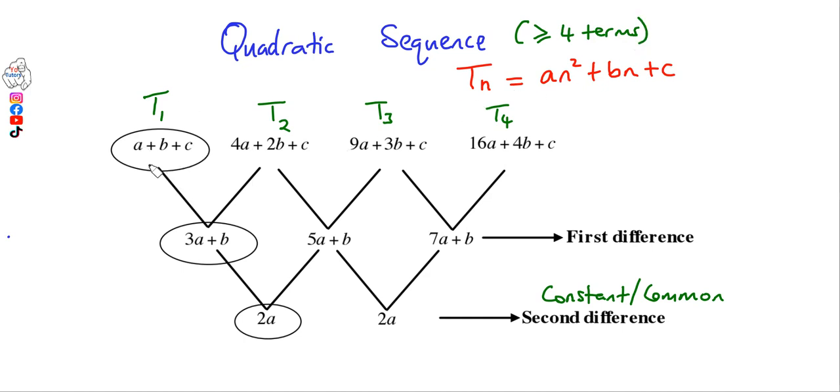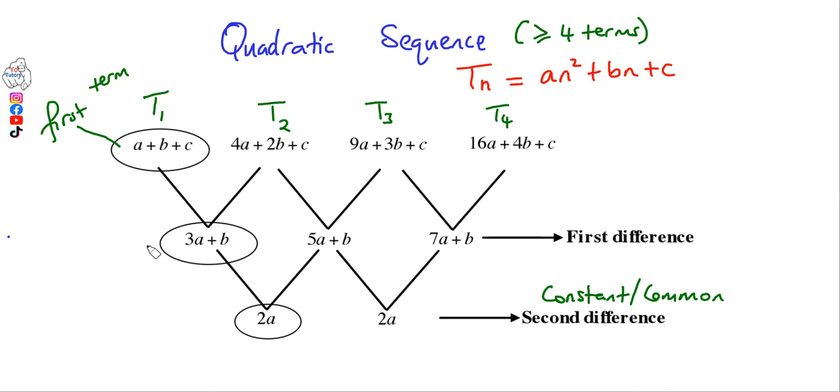Now, in this case our first term is actually a plus b plus c. Then our second term, you can see that. If we subtract, the first value that we get here is going to be 3a plus b, then it goes on like that. So what we are definite about is that the first term is a plus b plus c. So here is our first term.